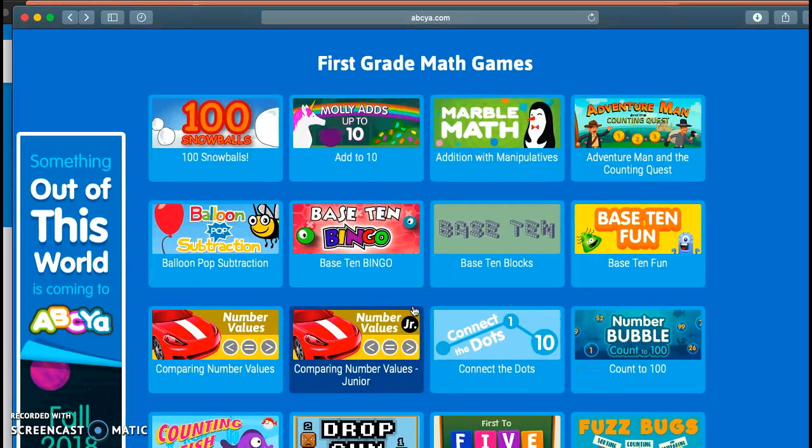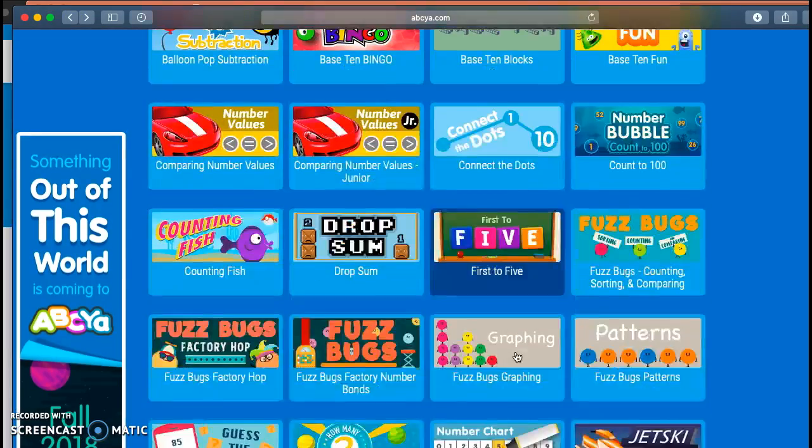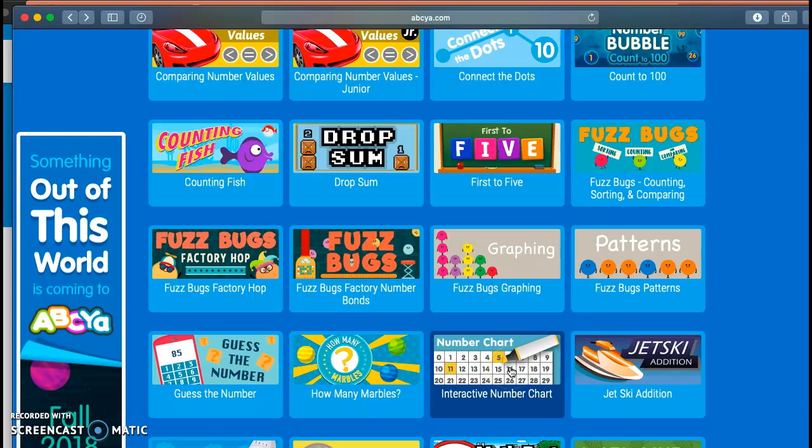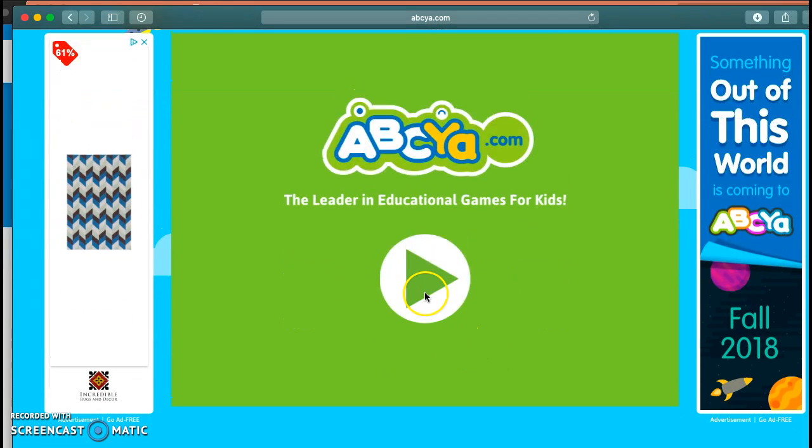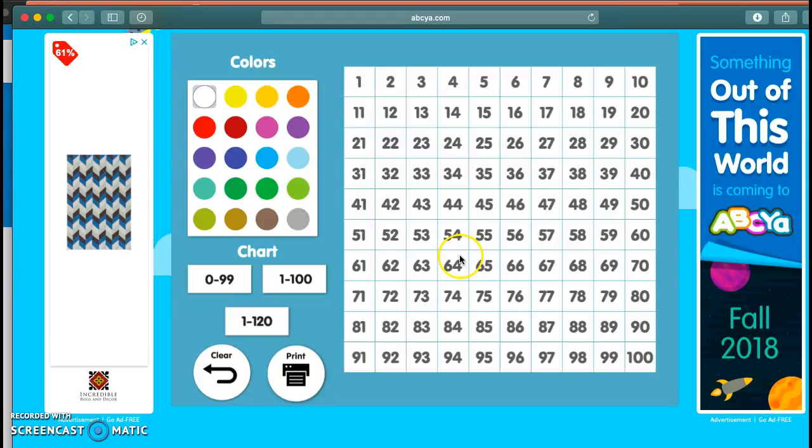The other one that I know can be very good for the students is this interactive number chart. On many name tags in the classroom, the students have this on their name tags, so being able to have it on the computer and at home is a great tool.